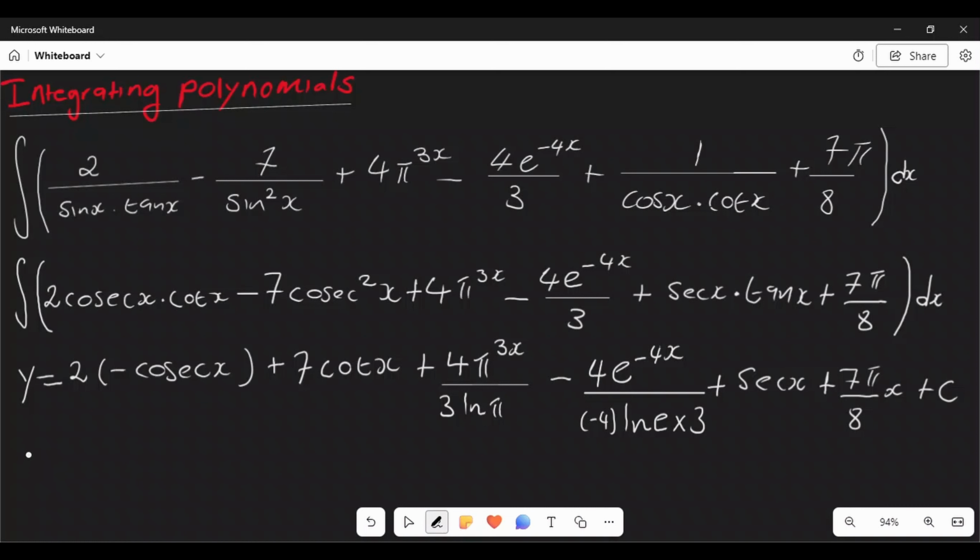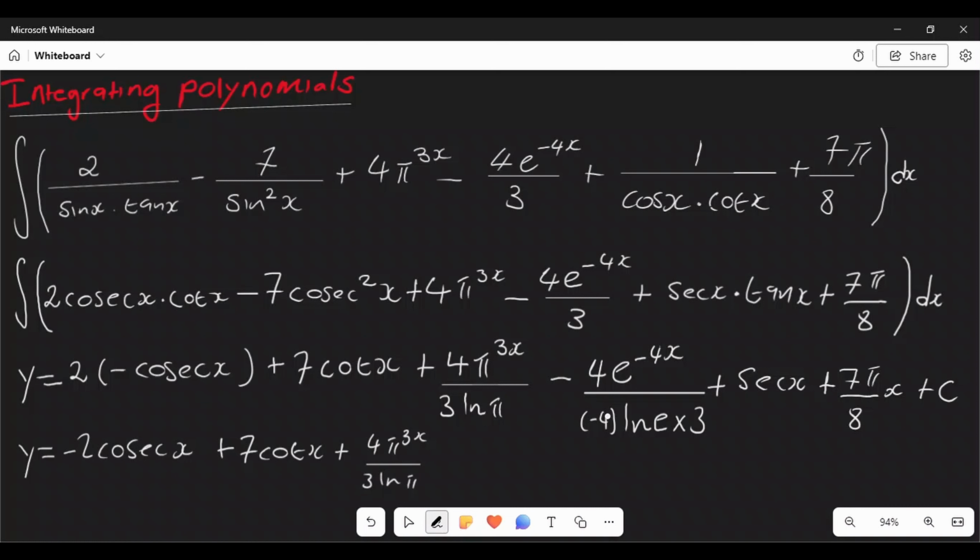So now it's time for us to write the final answer and simplify where we need to. Here we just multiply by this 2. It's going to be -2 cosec x, and this one is fine. There's nothing we can do here. It's just 7, then we have cot x. And this one here also, there's nothing we can do. It's a plus 4 pi to the power of 3x over 3 natural log then pi.